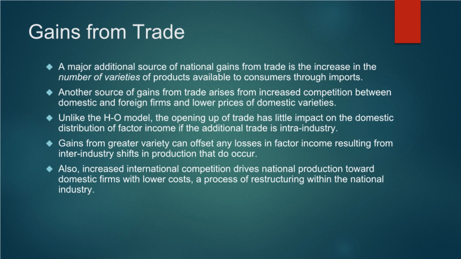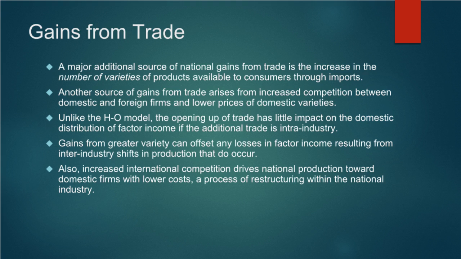The implications of trade for the well-being of different groups in the country are also modified. First, if most trade is intra-industry, then there may be little pressure on factor prices caused by inter-industry shifts in factor demand. Second, the gains from increased variety reduce the loss to factors that suffer income losses due to Stolper-Samuelson effects. Some may be better off even though they appear to lose income. In addition, increased international competition drives national production toward domestic firms with lower costs, a process of restructuring within the national industry.